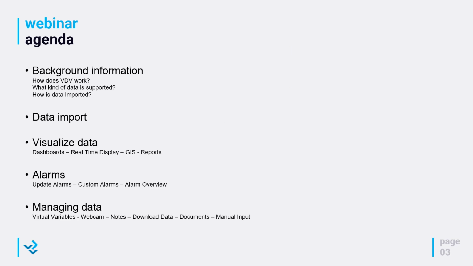For today's agenda, we'll provide some quick background information about how Vista Data Vision works, what kind of data is supported, and so on. We'll import some data, then visualize the data. We'll configure alarms, we'll create users, and then we'll take a look at a couple of options on how to manage the data. So after today's session, we'll have a fully customized new project installed. All right, let's get to it.